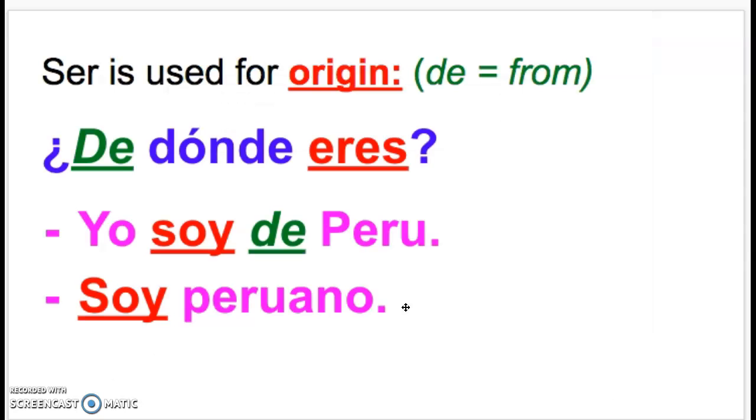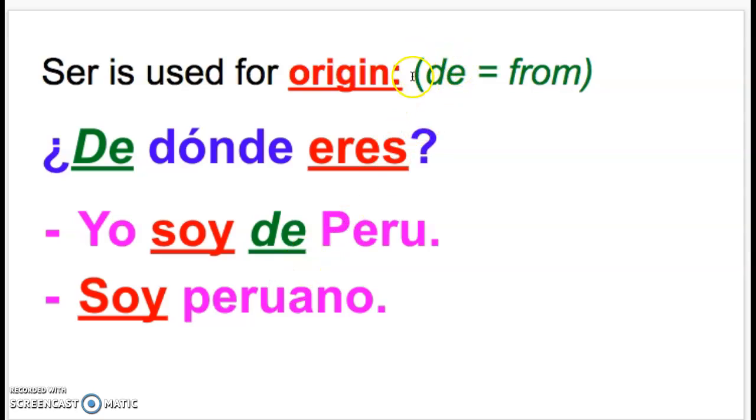All right, so ser is also used to talk about where we're from, okay? And it often uses this keyword de, from. ¿De dónde eres? Yo soy de Perú. Sometimes, though, we don't use the country, we'll just use the nationality. So instead of saying I am from Peru, I might just say I am Peruvian. Soy peruano. Okay, in that case, I don't need to use the de, but it's obvious that I'm talking about some sort of nationality because the name of the country is found in the nationality.